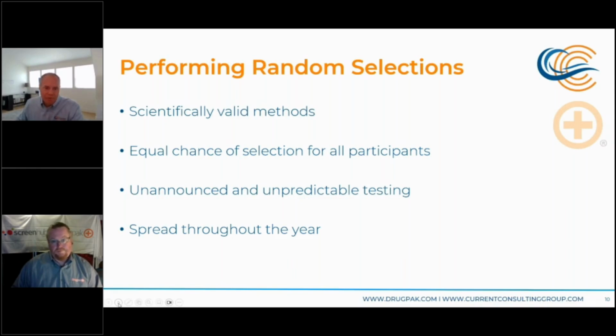And then lastly, spread throughout the year. We don't see this issue as much as we used to, or at least I hope we don't, but loading up on randoms in November and December, it's rough. First of all, everybody's on vacation or things are just crazy busy during that time of year. It's also ineffective, but it also goes against DOT regulations. They want everything spread throughout the year.